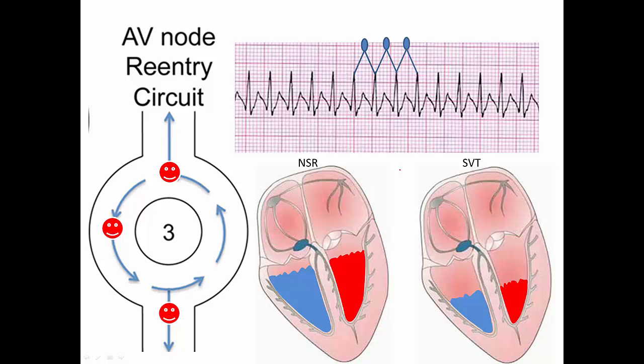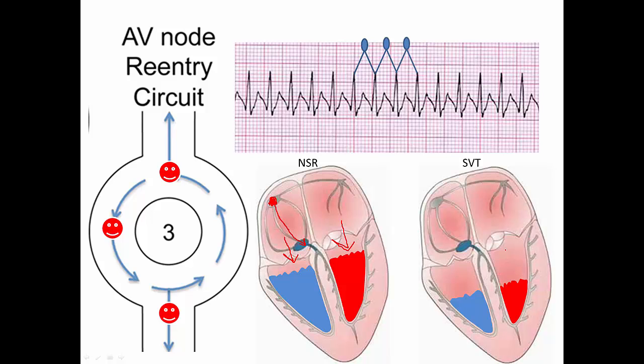So what's happening during SVT? First of all, I've shown two hearts down here, one with normal sinus rhythm and one with SVT. In normal sinus rhythm, the wave of depolarization starts here and goes to the AV node. The AV node waits, lets the entire atria contract. The blood then has time to go from the atria to the ventricles, and then the ventricles can contract.